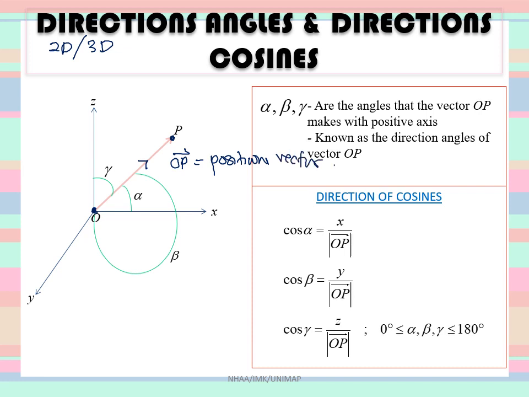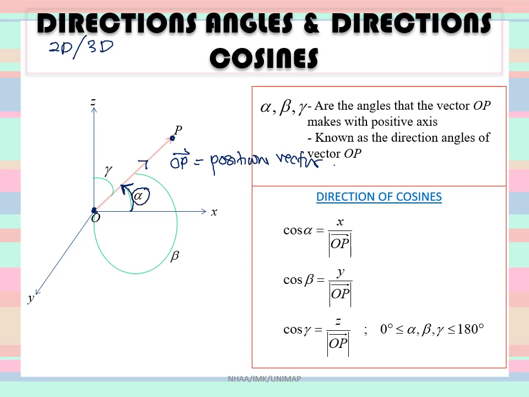From this vector, it creates an angle from three axes. The first one is from the x-axis. You can measure the angle from the x-axis to your vector OP here, and we denote this angle as alpha.